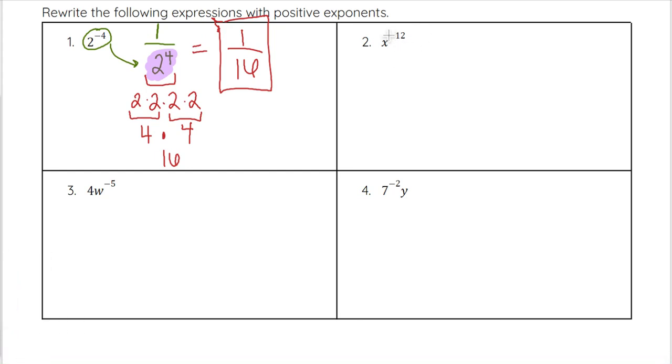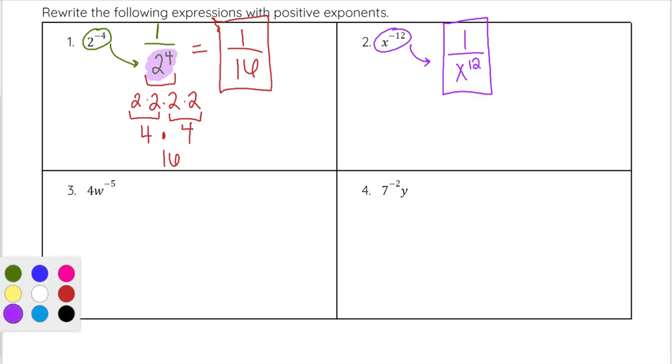Another example would be with a variable base. So we could have x to the negative 12, which is going to, again, move this base with that exponent below the fraction bar, and it will now be x to the positive 12th. And then we don't leave the top empty, so it will be 1 over x to the 12th. Because this is a variable base and not a number base, we can't actually evaluate x to the 12th power any further than just writing it x to the 12th. So that is your final answer on that one.